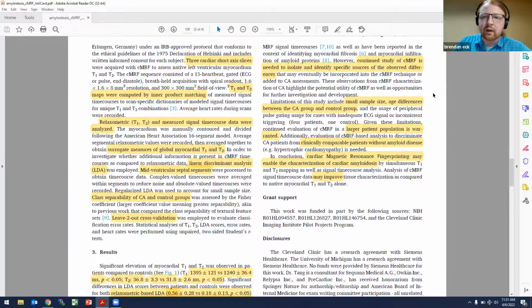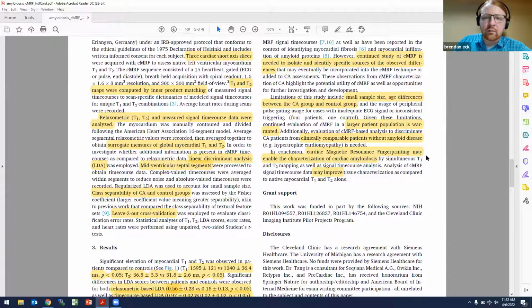So these observations from cardiac MRF characterization of amyloidosis highlight the potential utility of MRF, as well as opportunities to further investigate and develop. Some limitations are obviously the small sample size. There were age differences between the amyloid group and control group. And in multiple patients, we used peripheral pulse gating due to inadequate ECG signal or inconsistent triggering. So again, given these limitations, we want to continue evaluating cardiac MRF in a larger patient population.